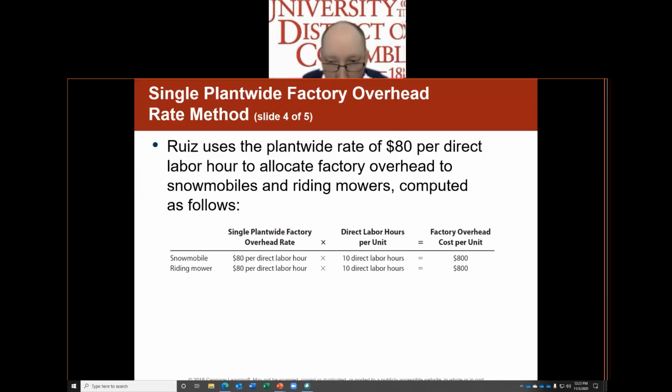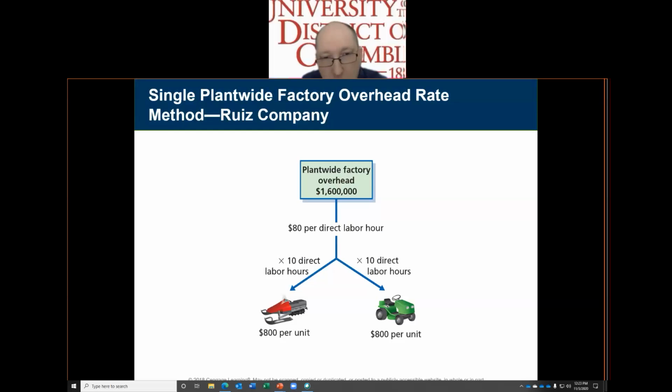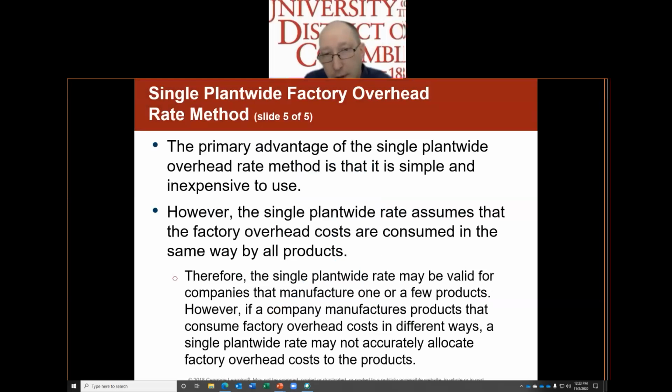Of course, as you know, there's more than just factory overhead that goes into it. But for all intents and purposes, we're just talking about the factory overhead. We haven't even talked about the direct materials. But we have our overhead of $1.6 million, $80 per direct labor hour, times 10 hours per unit is $800 per unit. The $800 per unit is just overhead.